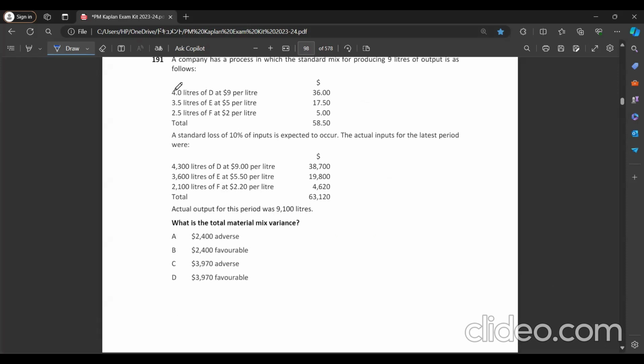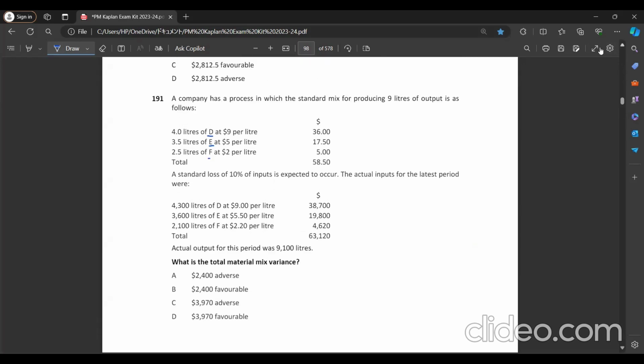So for the total material mix variance, we see that there are 3 different types of material, D, E, and F. They are all given for an output: the standard mix for producing 9 liters of output. The actual output is given as 9,100 liters. The total quantity of standards is 4 plus 3.5, 7.5, plus 2.5. This is the total quantity for producing 9 liters, which is 10.